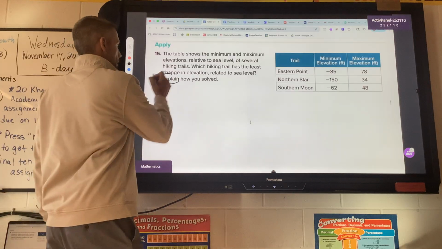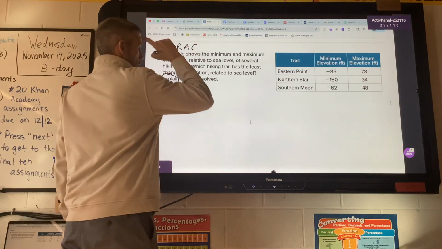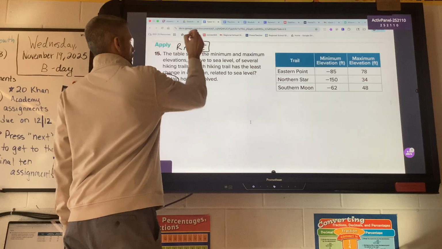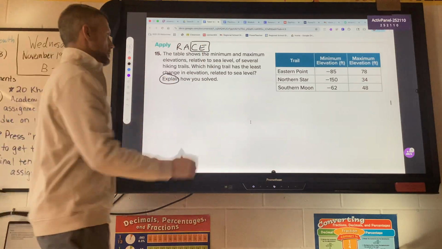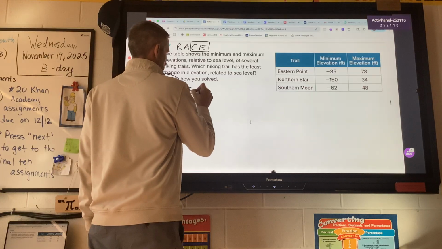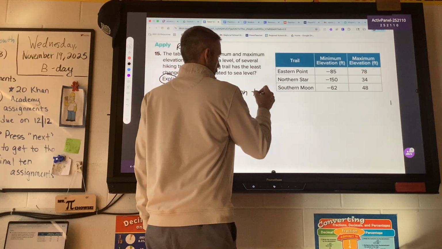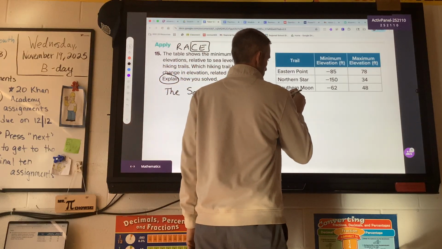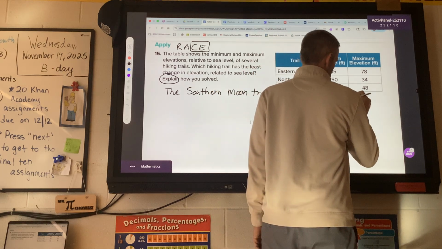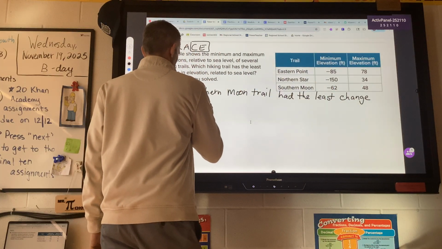So to explain how we solved it, I would use a RACE response like I said. Remember, restate the question, answer it, cite some evidence, explain how you knew it. Your evidence and explaining is going to be the vocab, all right? So let's answer the question first. The Southern Moon Trail had the least change in elevation.